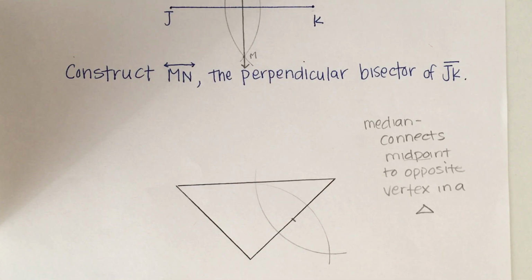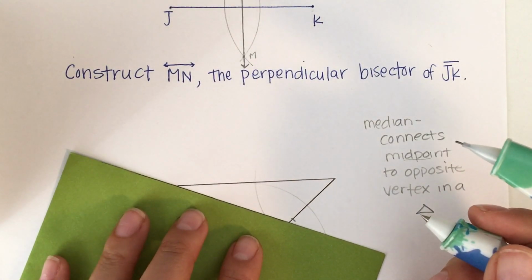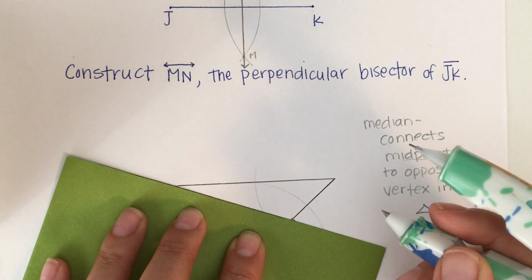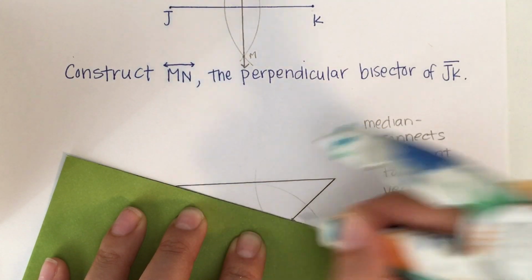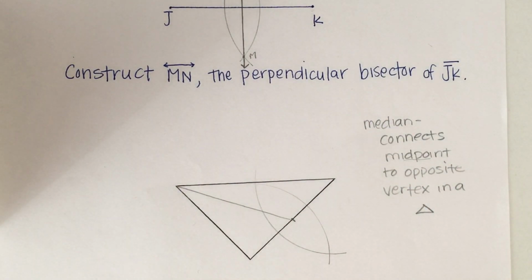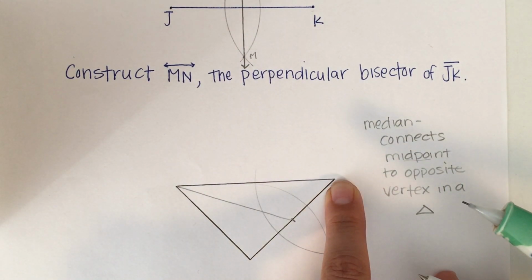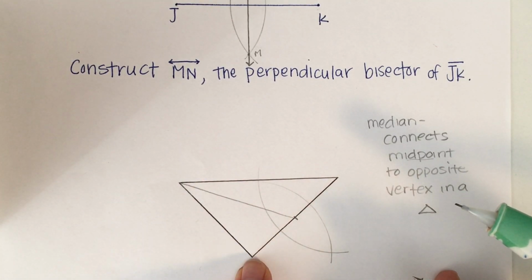Now the median connects the midpoint to the opposite vertex of the triangle. So I'm going to line up the midpoint and the opposite vertex. And here we have the construction of a median. Now there are 3 medians in a triangle. So if I wanted to create the next median, I would find the midpoint of one side and connect to its opposite vertex. The third median, I would find the midpoint of the last side and connect to its opposite vertex.